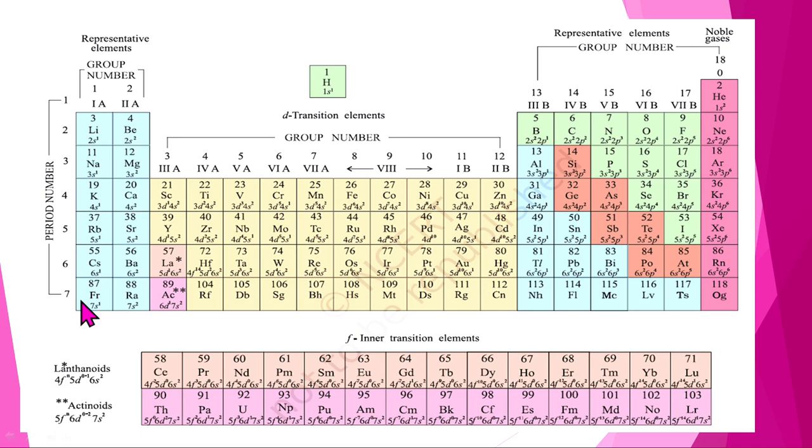Similarly, period 7 is incomplete, and it has the elements francium, radium, 7s1, 7s2, then actinium. Then after actinium again 14 elements from atomic number 90 to atomic number 103, thorium to lawrencium, which are called actinoids as they are coming after the element actinium. So they are placed below the lanthanoids, and these are called f block elements or f inner transition elements or 5f series.